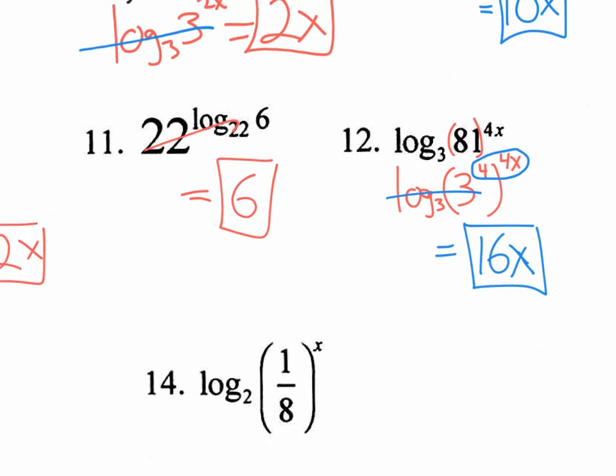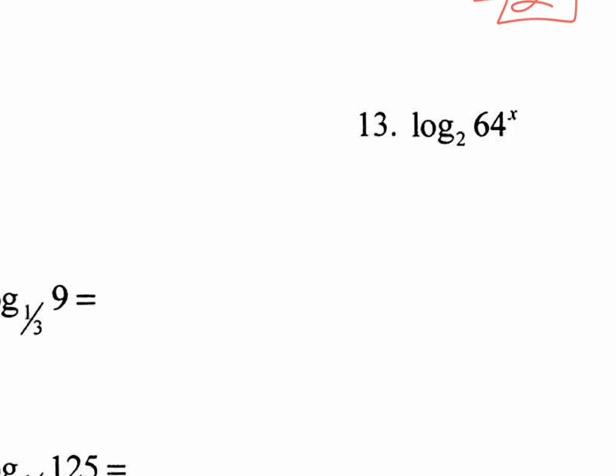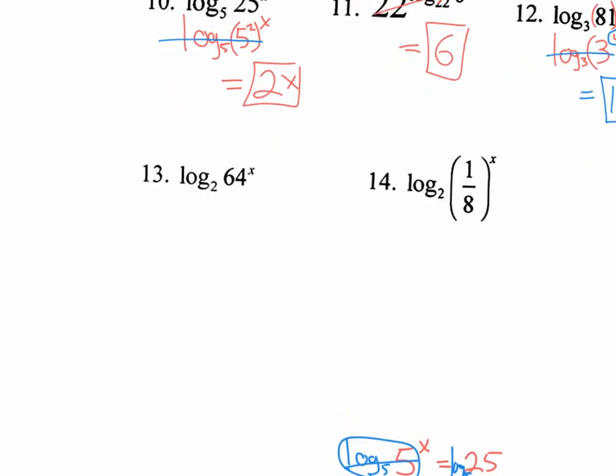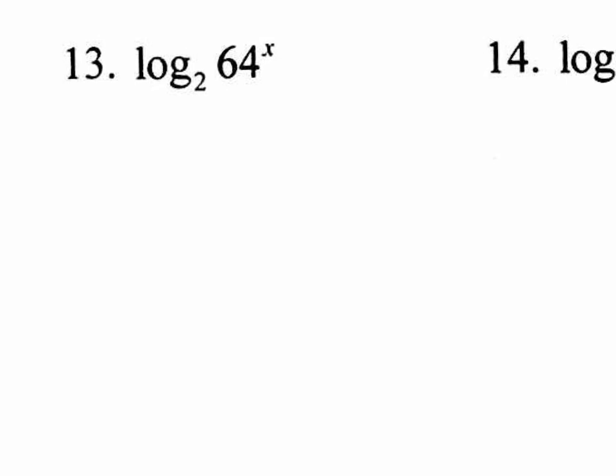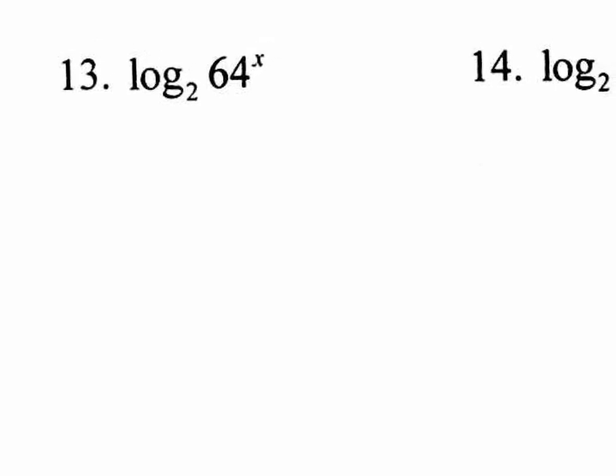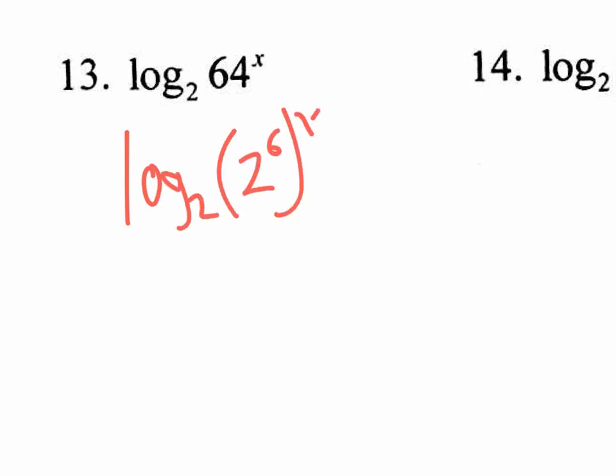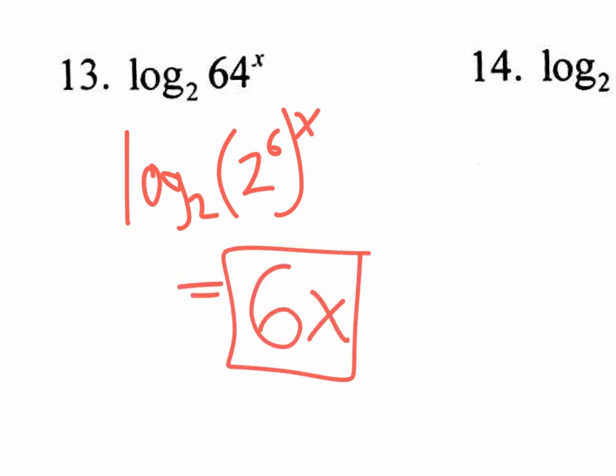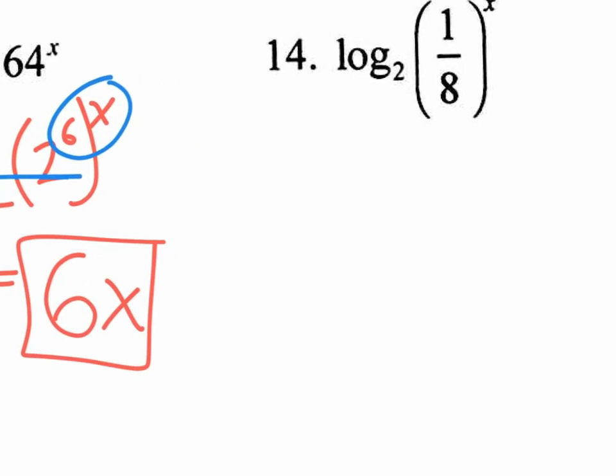Let's move on. It gets a little more interesting here. I know you're probably thinking, how could it get more interesting than this? Check it out. Number 13. Actually, this one's pretty easy. 64 could be rewritten as 2 to the 6th power, I believe. So we have log base 2 of 2 to the 6th power to the x. Final answer is 6x. Why? Because log base 2 of 2 cancels out. And the power to a power, multiply them, you get 6x as a final answer.